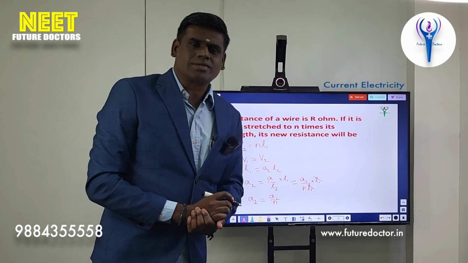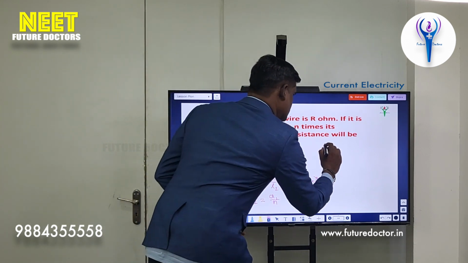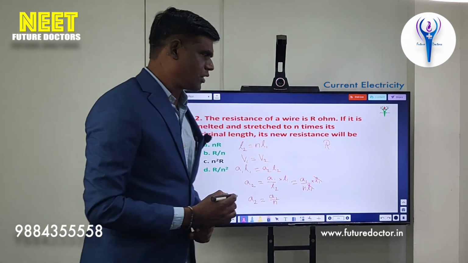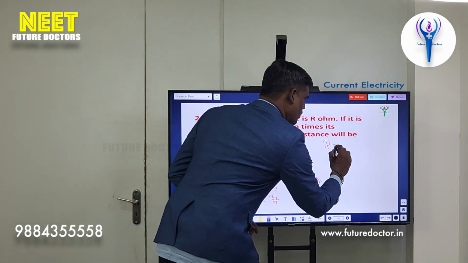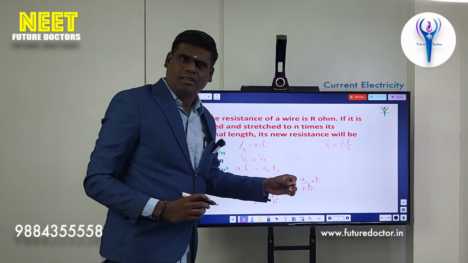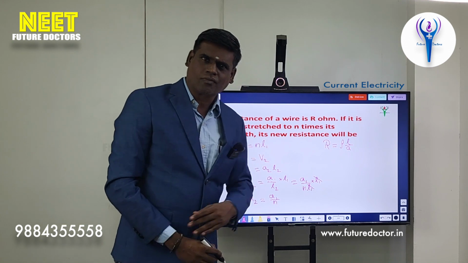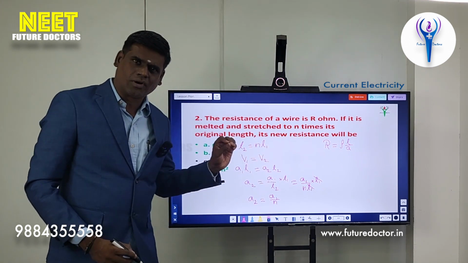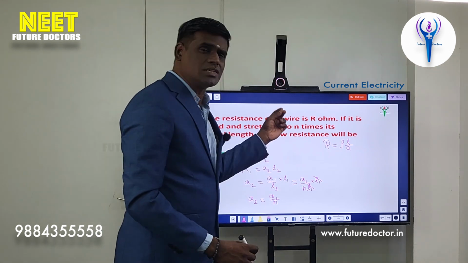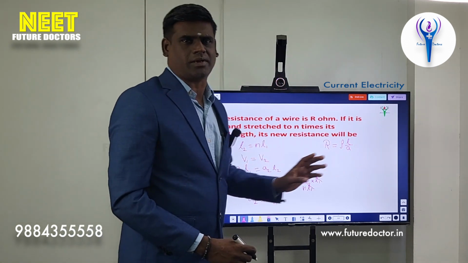We know the relation between resistance, length and area of cross section. That is, resistance R is proportional to length and inversely proportional to area of cross section, and R equal to rho into L by A. L is the length of the wire, A is the area of cross section of the wire, and rho is the specific resistance or resistivity, which is a constant for a given material.